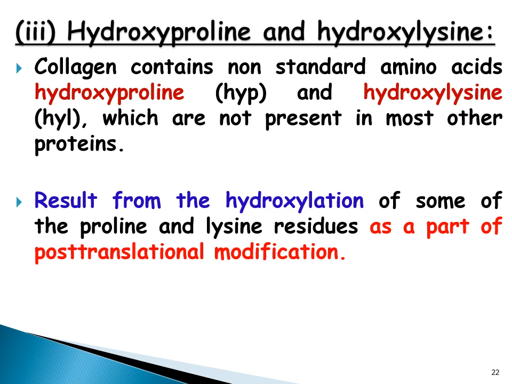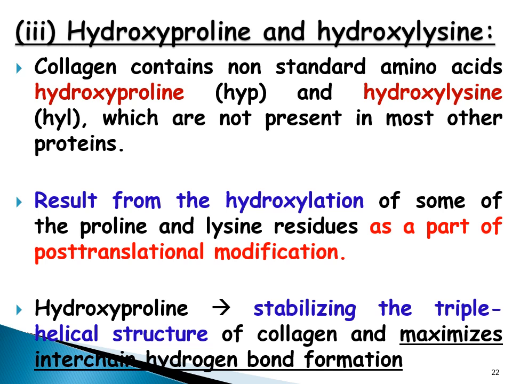These non-standard amino acids result from the hydroxylation of some of the proline and lysine residues. Not all the proline and lysine of collagen, but a few of the residues, as part of post-translational modification. Post-translational means after translation. Translation means protein synthesis. So once the protein is synthesized, certain modifications occur, and that is called post-translational modification. Such modification in collagen is hydroxylation of a few proline and a few lysine residues. The importance of this is that hydroxyproline stabilizes the triple helical structure of collagen, and it maximizes interchain hydrogen bond formation. This is the importance of hydroxylation reactions of proline and lysine in collagen.